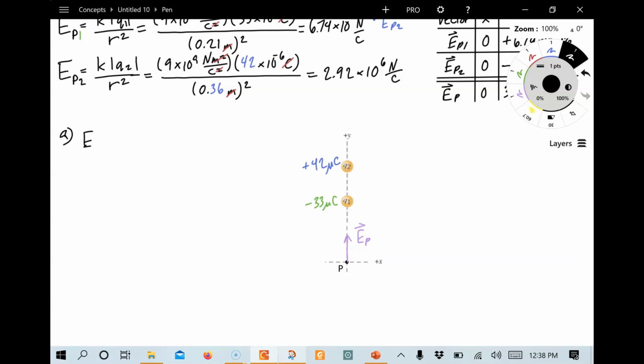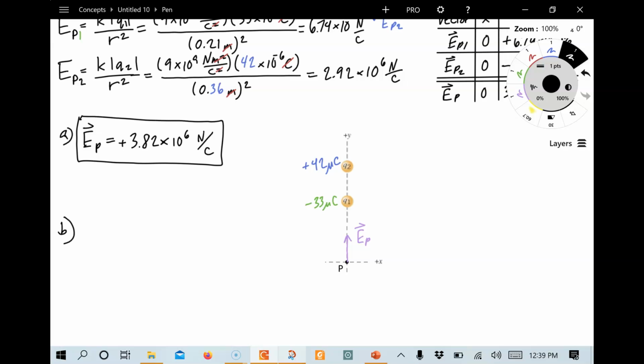And I just told you that the magnitude of EP, of course, is 3.82 times 10 to the 6th newtons per coulomb. And if we want to use this directions up or down along the y-axis to specify the direction of the vector, we can write plus. And so there's the electric field at point P. Now for part B, we're going to get the same answer as we did in the earlier problem, net electrostatic force in 1D. And notice that we just did it a slightly different way.